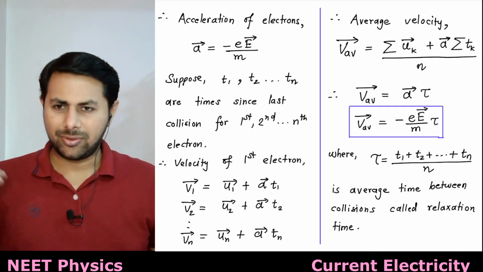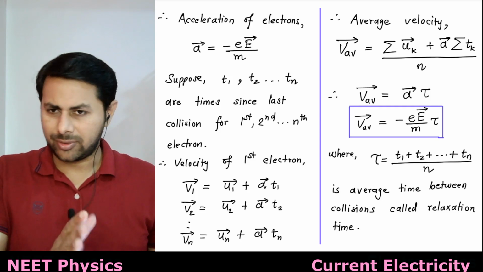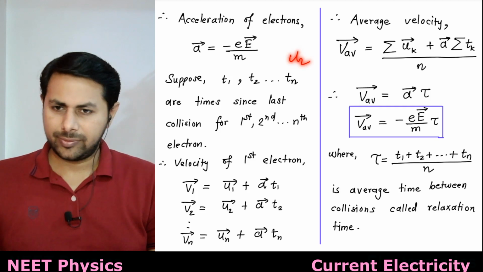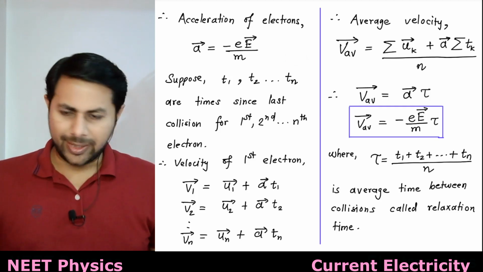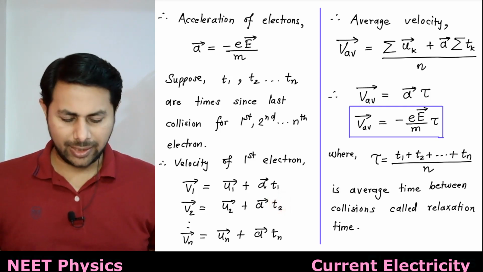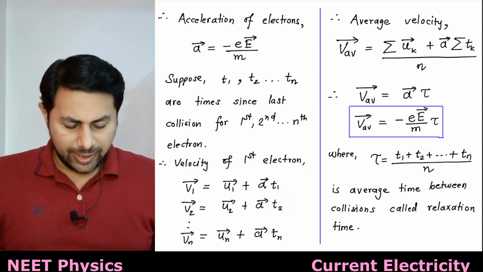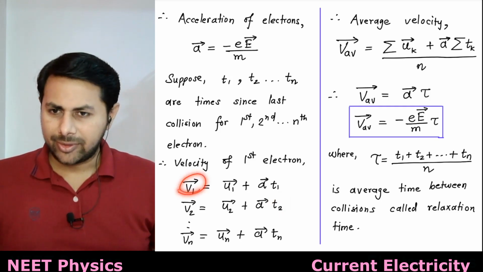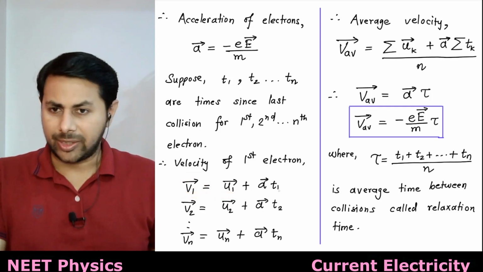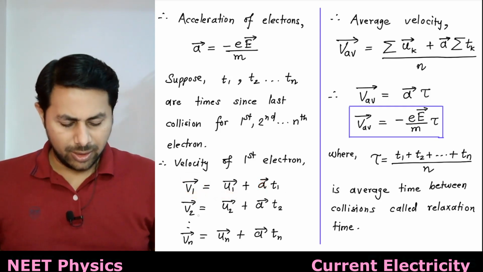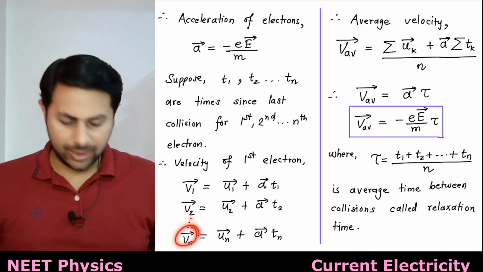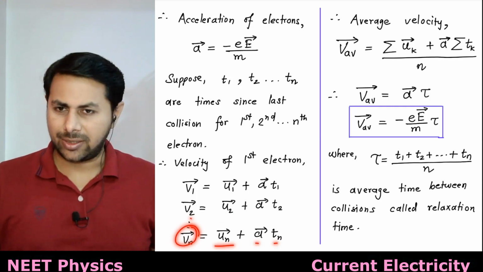Second electron, it had a collision a time t2 ago, okay, and since then it's moving with velocity u2, okay. So how much time does it get to accelerate? It gets time equal to t2, right? So then what would be the velocity of the first electron now? So v1 bar would be equal to u1 bar plus a bar times t1, okay. v2 bar is u2 bar plus a bar times t2. Similarly, you can say the velocity of the nth electron is un bar plus a bar times tn, right?